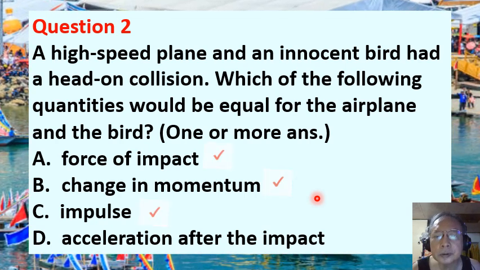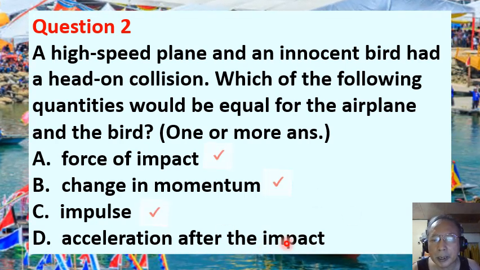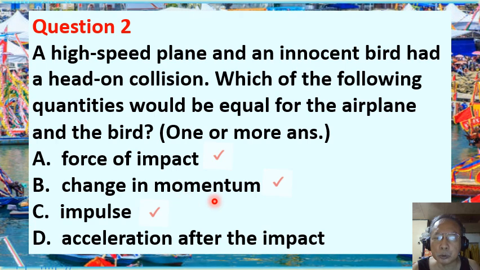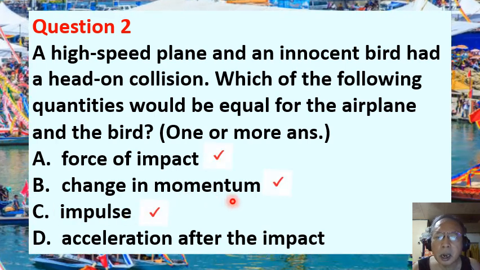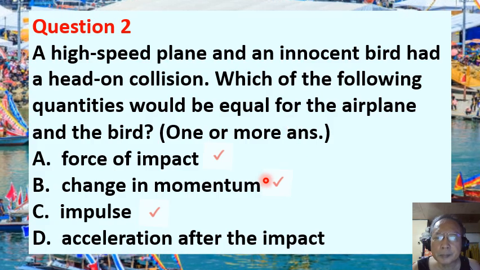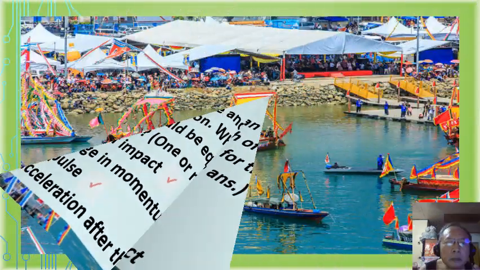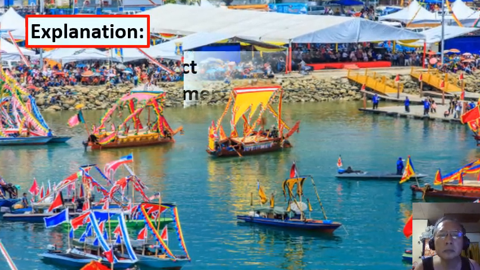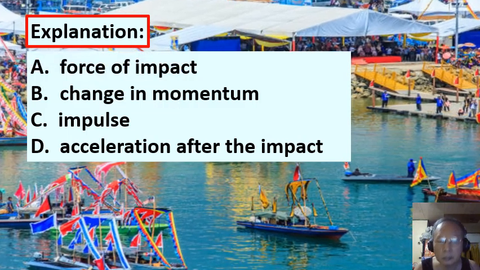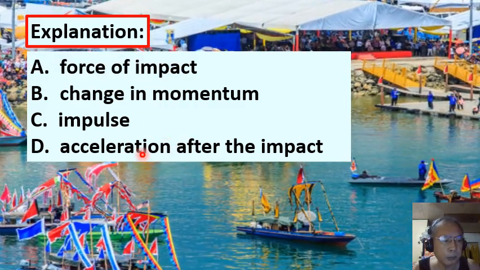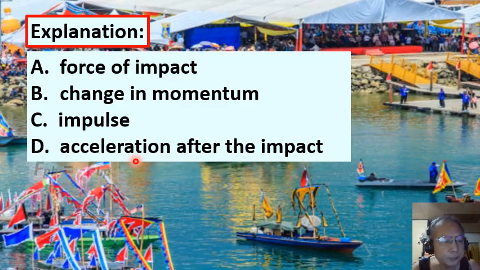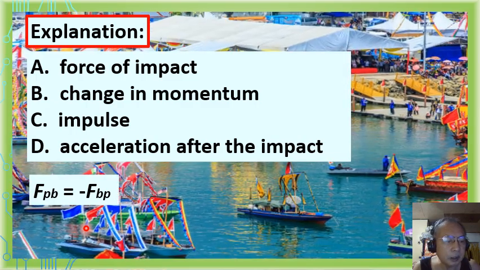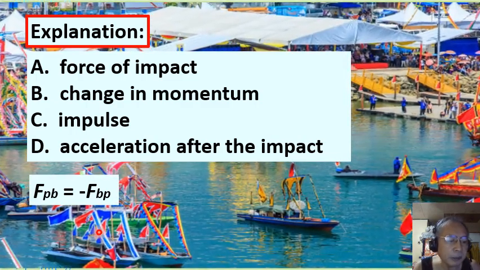Our correct answers are option A, option B, and option C. Force of impact, change in momentum, and the impulse are all the same for the plane and the bird. The force of impact, capital F, is given as a change in momentum divided by the time of interaction delta t.